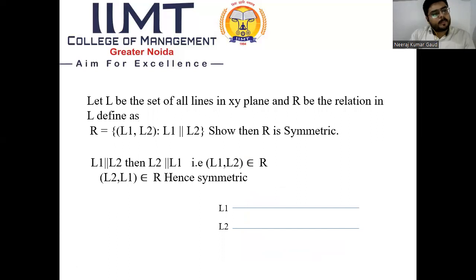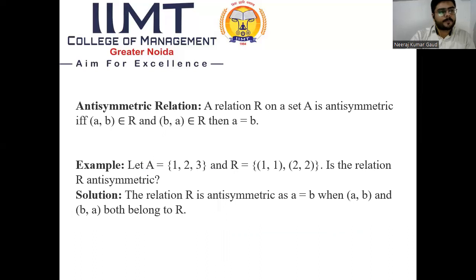Now take another example. Let L be the set of all lines in the xy plane and R be the relation in L defined as R = {(L1, L2) such that L1 is parallel to L2}. Now we are going to show that R is symmetric. From this diagram it is clear that line L1 is parallel to L2, so we can also say that L2 is parallel to L1. This implies (L2, L1) belongs to R. This implies R is symmetric.